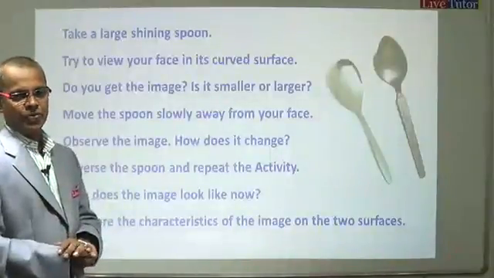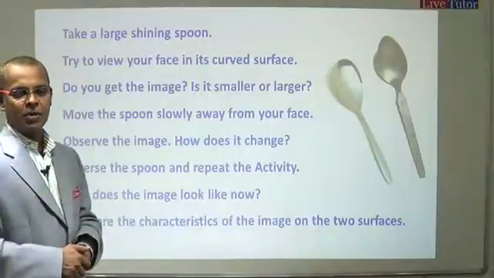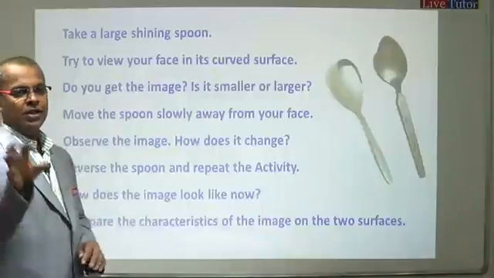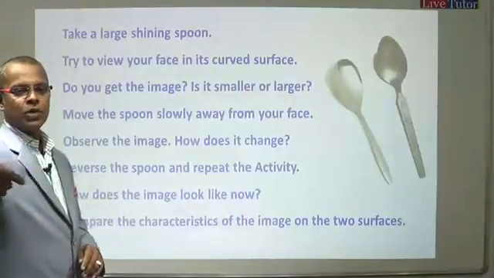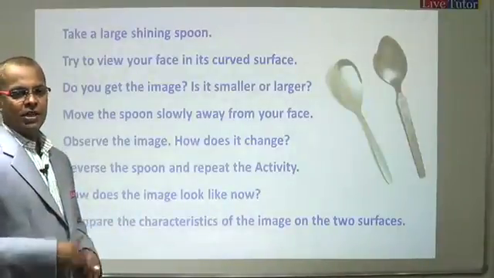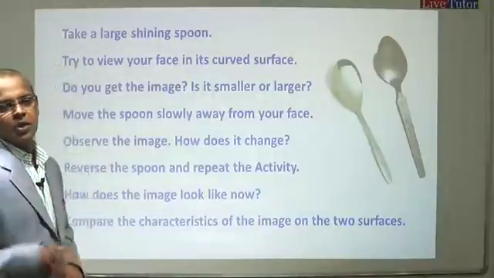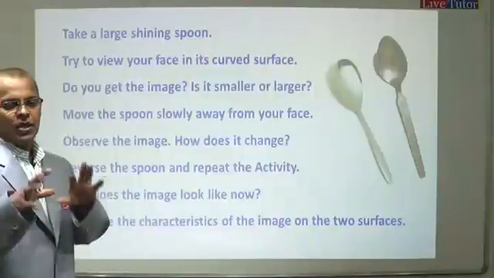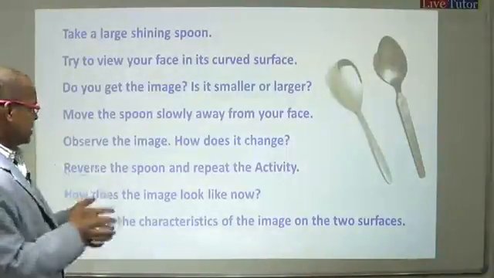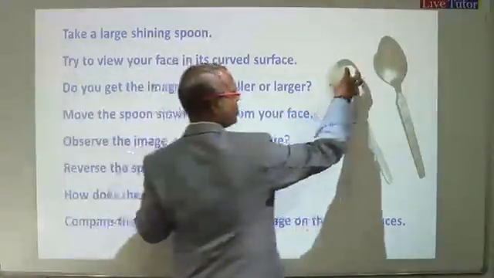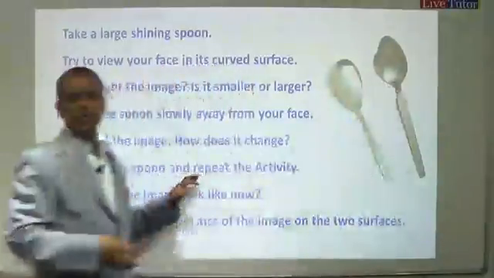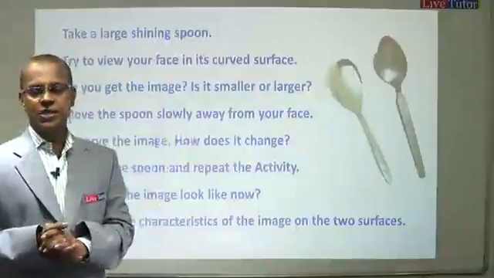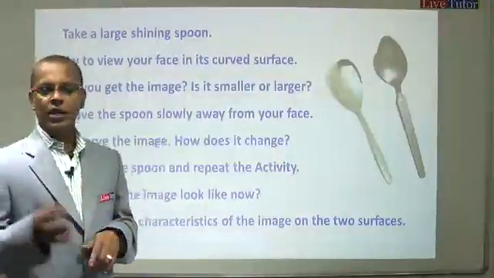If you take a large shining spoon, like your mother's sambar spoon, try to view your face in the curved surface of the spoon. Is it a smaller image or a larger image? Move the spoon slowly away from your face and see whether the size is changing, becoming bigger or smaller. Now reverse the spoon and look at the face again. Move it away and towards you. What kind of changes do you see? In this way, you can compare the images of the two surfaces, one curved inward and the other curved outward. You can try this.